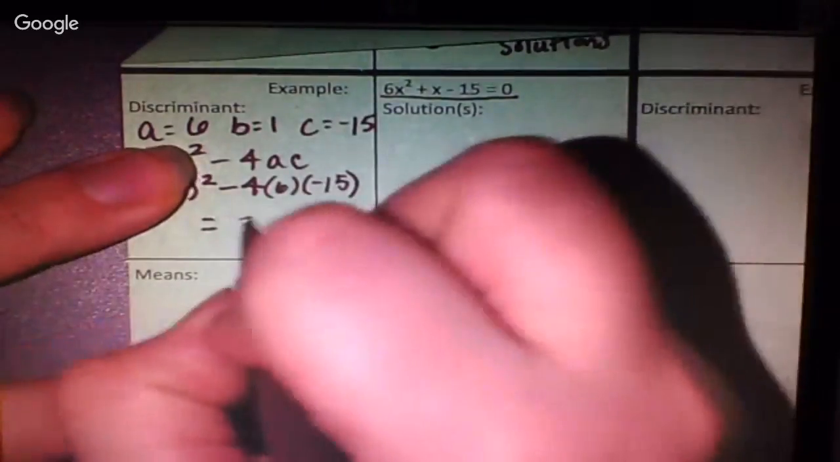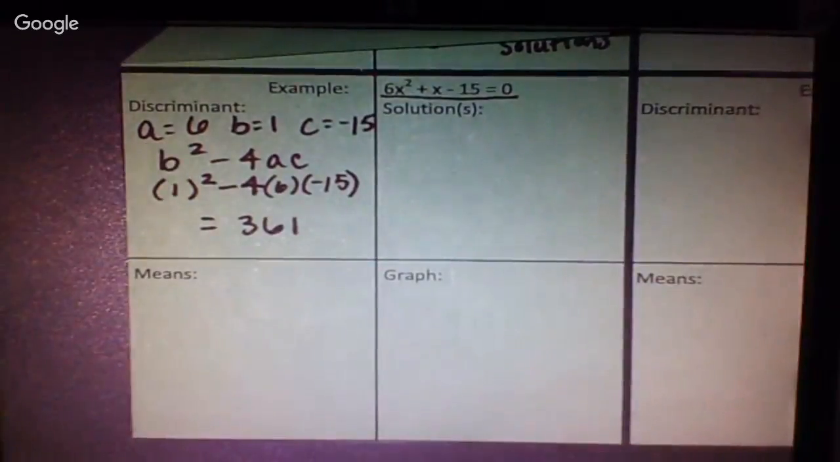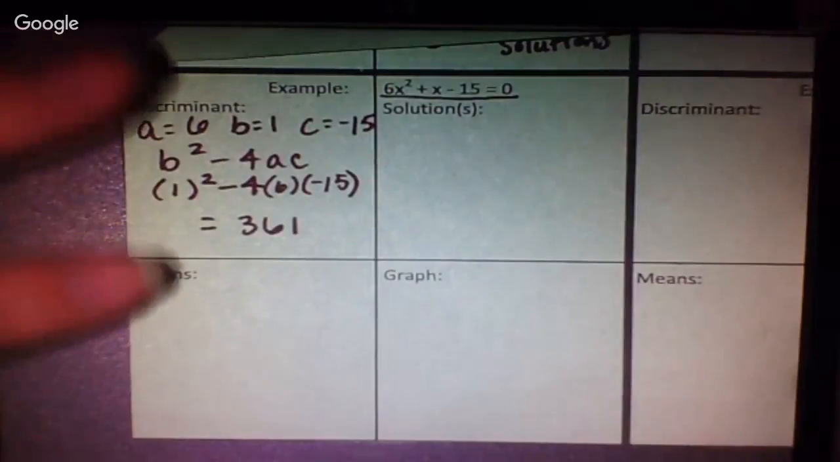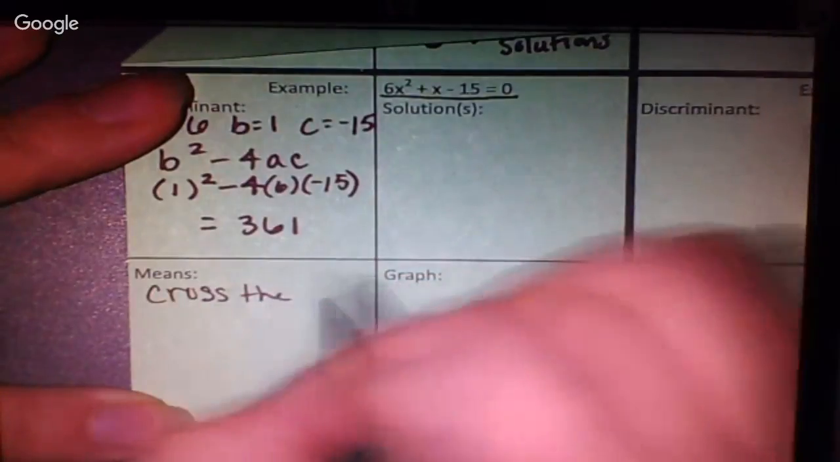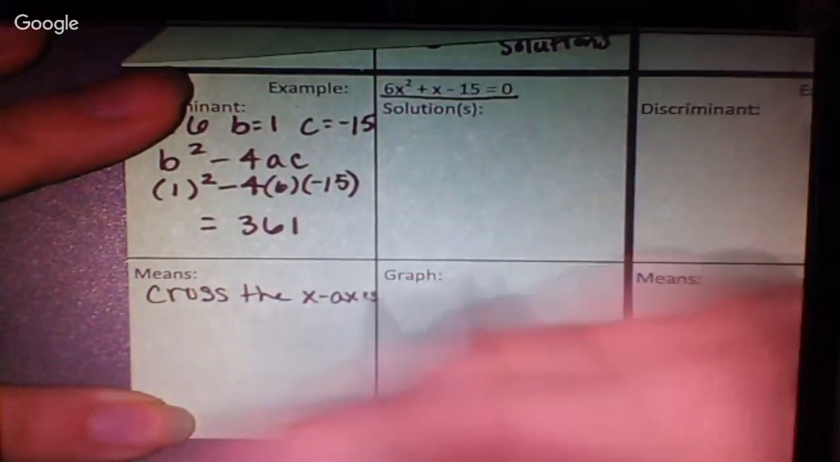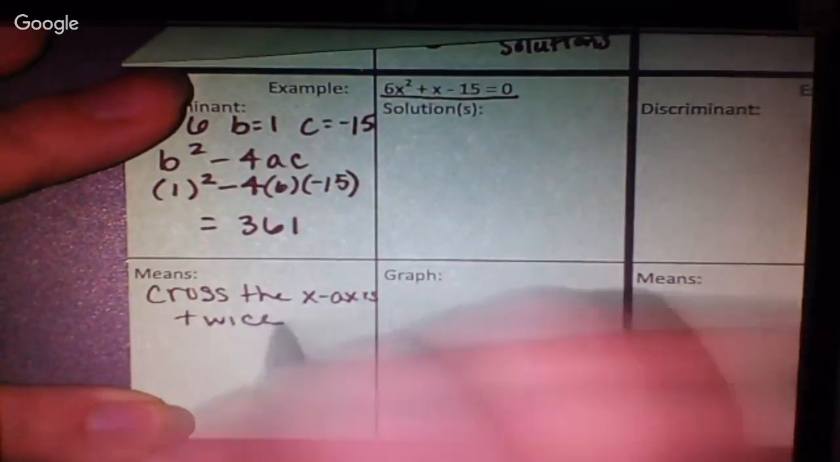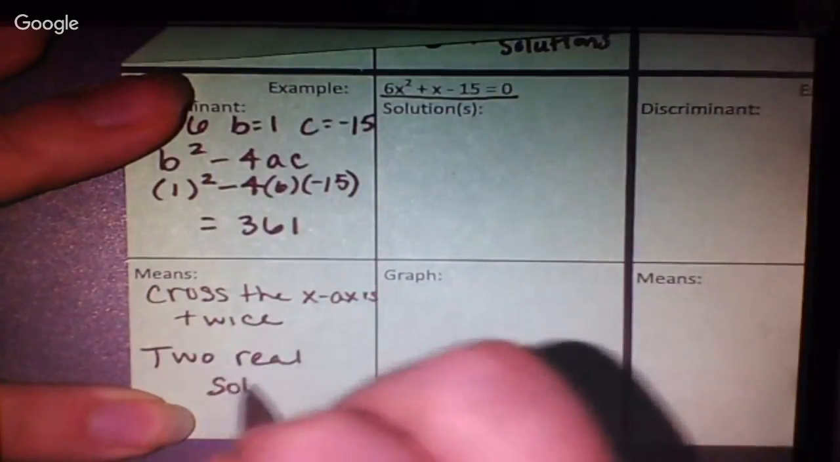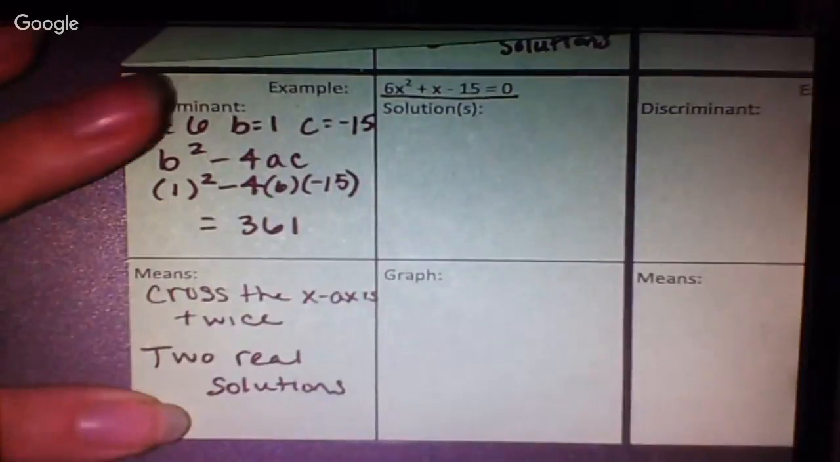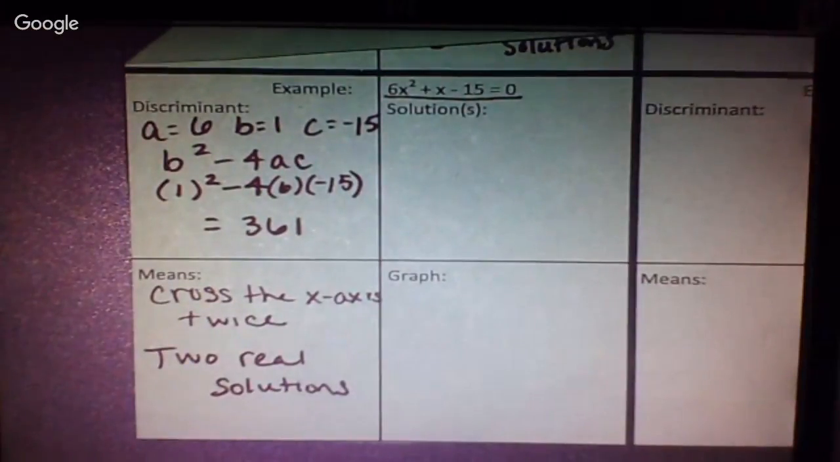361. So is this number greater than 0, equal to 0, or less than 0? Greater than. It's a positive number. So this means we cross the x-axis twice, which means I have 2 real solutions. So when you solve this, you're actually going to end up with 2 answers.